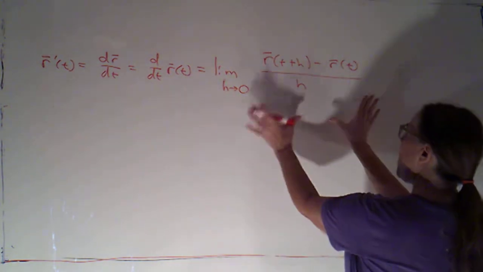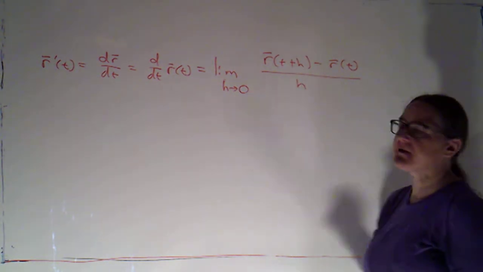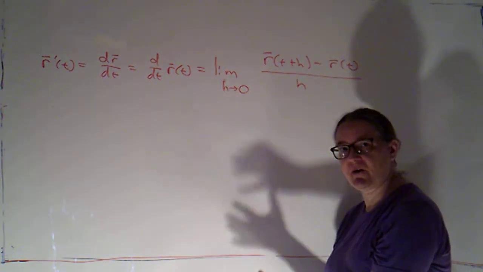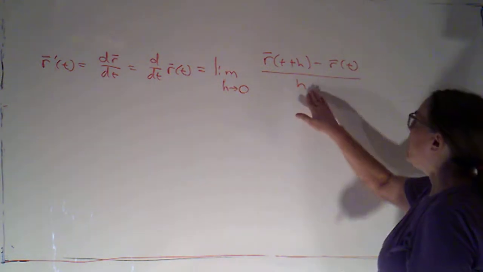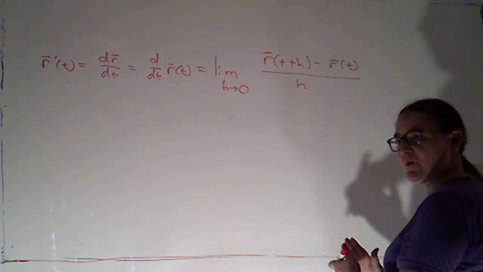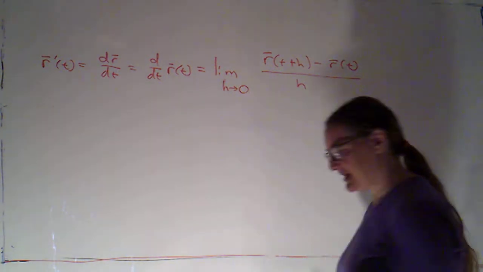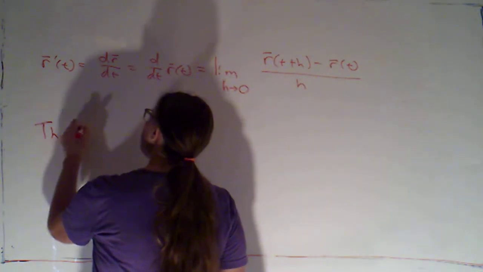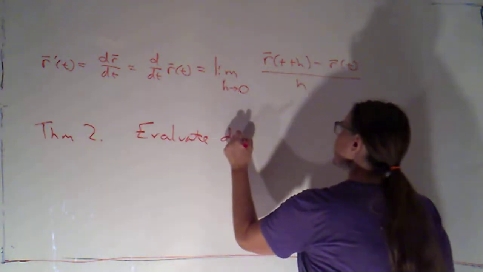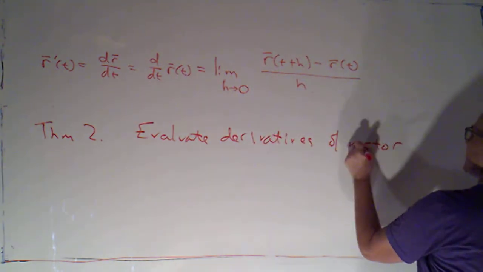If I look at all of the work that's involved in calculating this, everything is done component-wise. When I'm subtracting vectors, I subtract the x components and the y components, and in 3-space the z components. When I'm scaling by the reciprocal of h, I scale each component. And we learned in the last section that when I take the limit of something, I take the limit component-wise. So, Theorem 2 is going to tell us that we evaluate derivatives of vector functions component-wise.